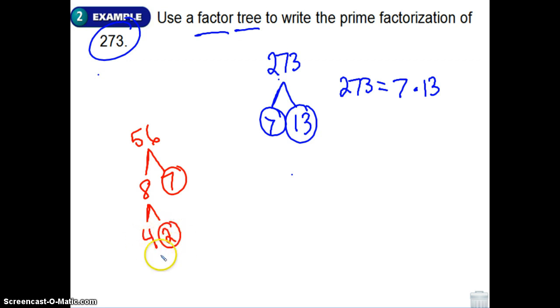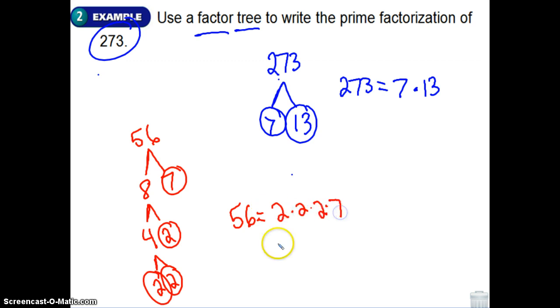2 is a prime number, so I circle it. 4, break it down to 2 and 2. So now I would write this, 56 equals 2 times 2 times 2 times 7. But actually, the correct way to write this, since we just talked about exponents, is 2 to the, I see 3 different 2's, so it's 2 to the third times 7.